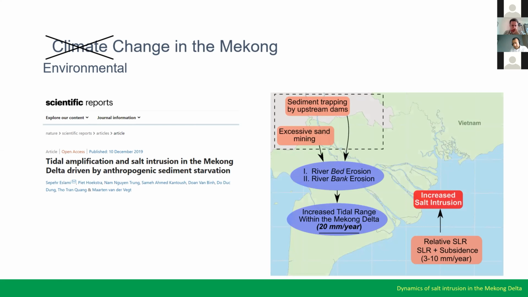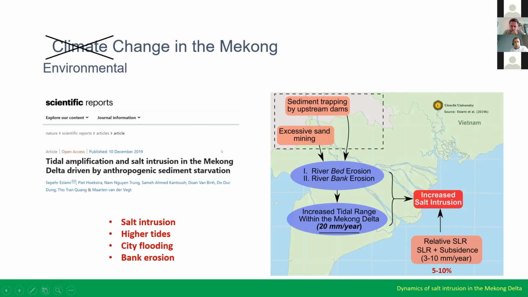increase in the tidal amplitude and tidal range. And together, these riverbed and bank erosion and these changes in tide influence and increase salt intrusion. In fact, if we look at the relative sea level rise effect over the last 20 years, we only see a 5 to 10% contribution to the experienced salt intrusion as of today.